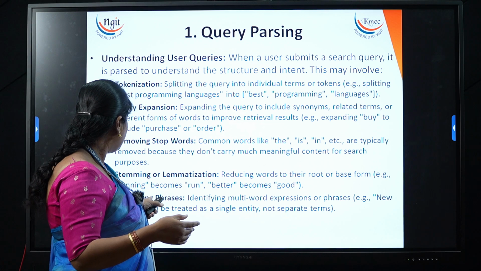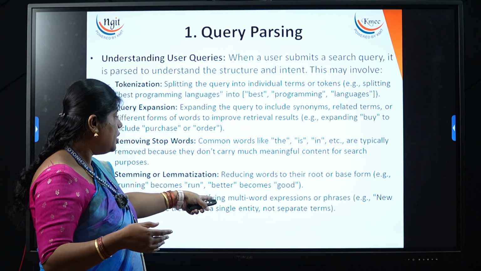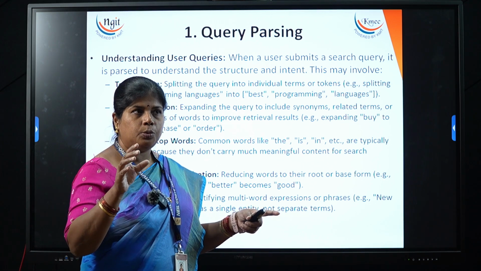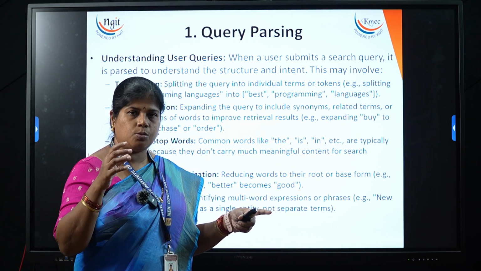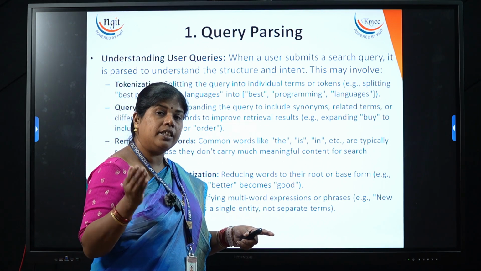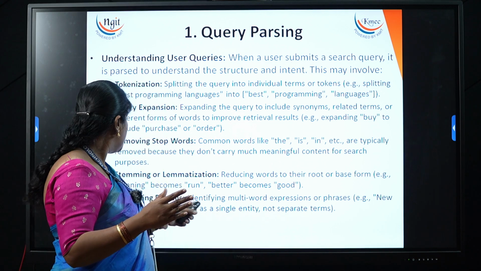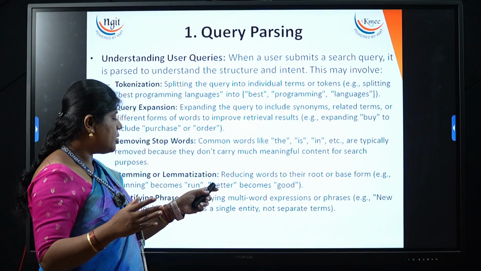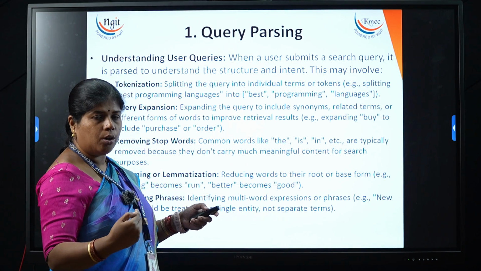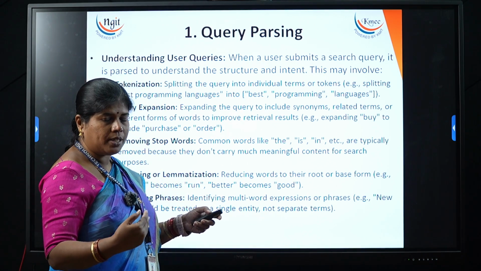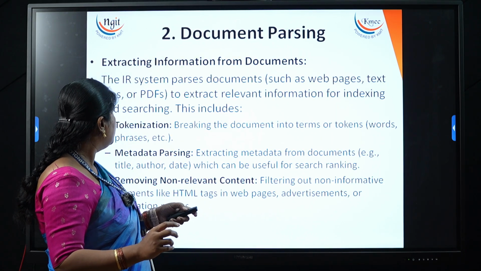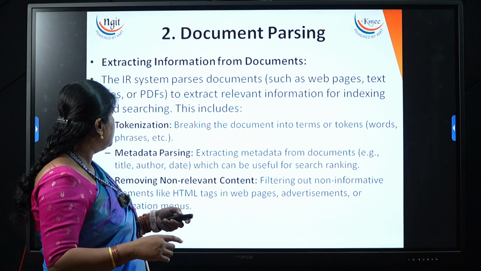Okay. Now, the next one is what? Identifying the phrases. Yes. It is not always the case that you will do your search process using a single term. Sometimes you have to go with phrases also. The phrases may contain multiple words. Okay. So, here we are identifying the phrases. Means it is not a single entity. It is a combination of words. So, this is all we are doing in query parsing. Means these are the steps of your query parsing. Okay. Now, the next one is what? Document parsing. What are we doing in document parsing?